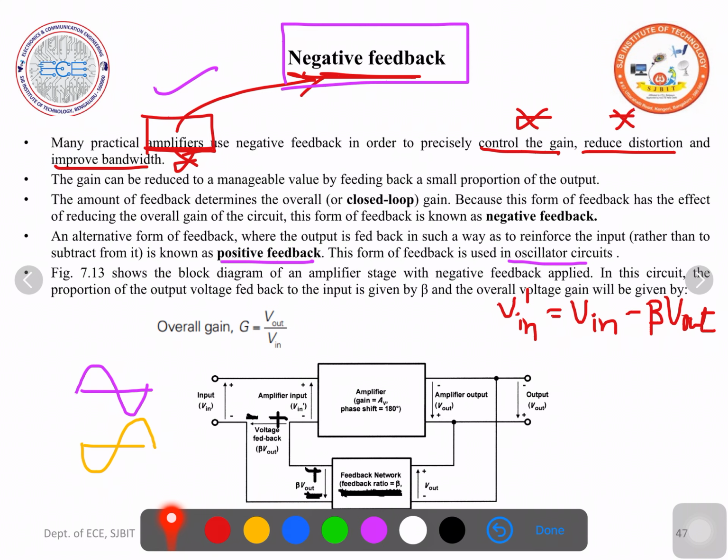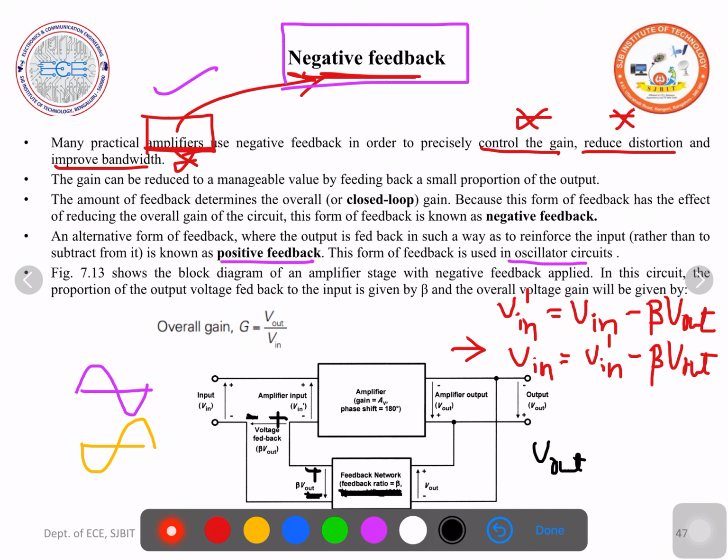Then rearrange the terms to get V in. V in is equal to V in dash plus beta V out. This is one important equation because we need to substitute it in the overall gain G. So we got the expression for V in. Then what is this V out?